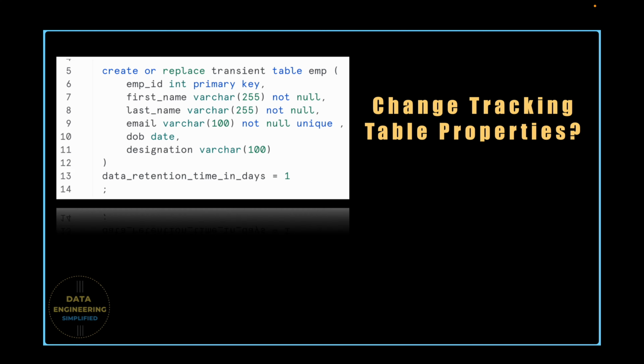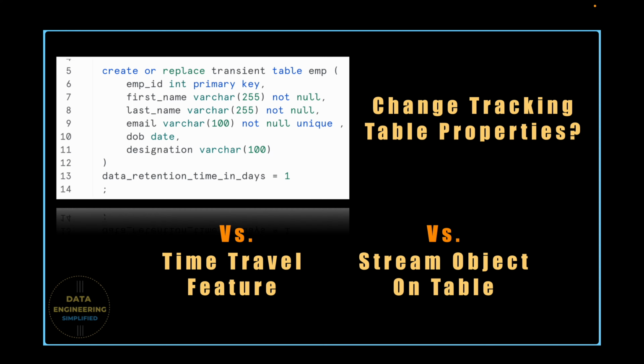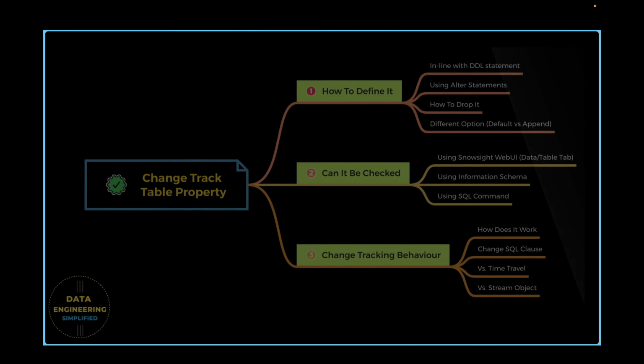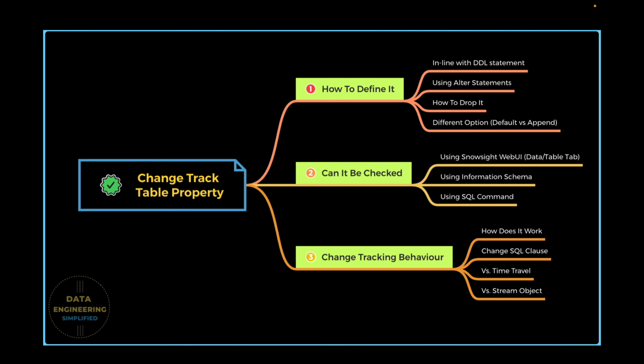When we use the word change tracking, we also feel that it is somehow related with time travel feature or a stream object feature used for change data capture in Snowflake. But that is not completely true. So, in this quick and short video, we will examine the behavior of change tracking table property in Snowflake.